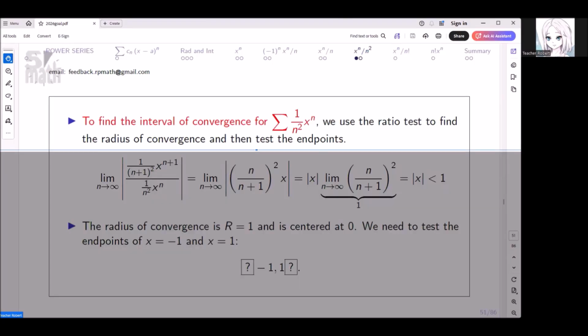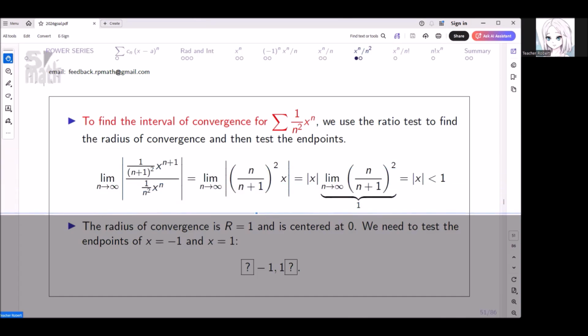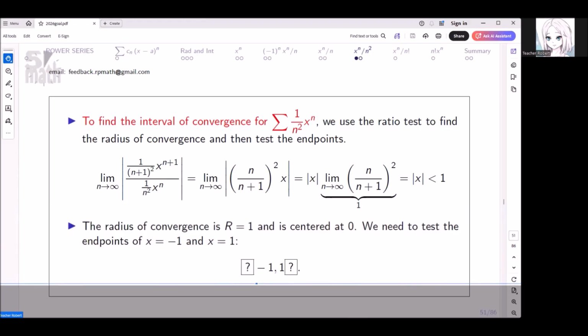To find the interval of convergence for this, we use the ratio test to find the radius of convergence and then test the endpoints. We have the following. The radius of convergence is r equals 1 and is centered at 0. We need to test the endpoints of x equals -1 and x equals 1. And we have this.